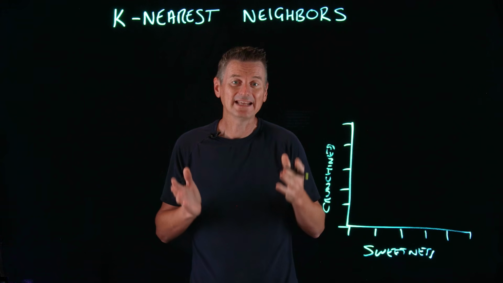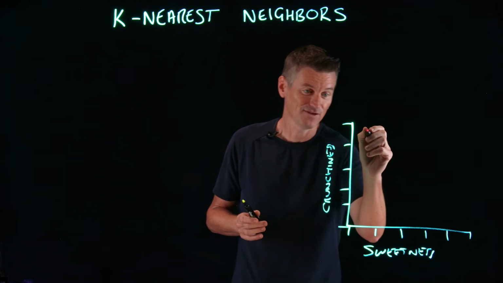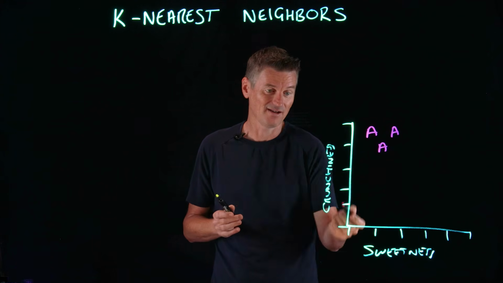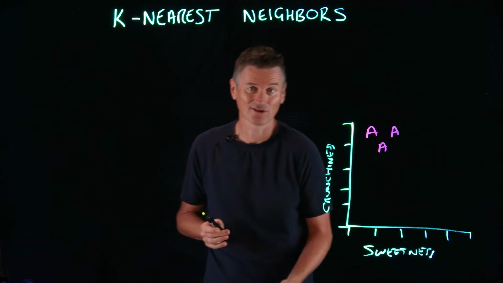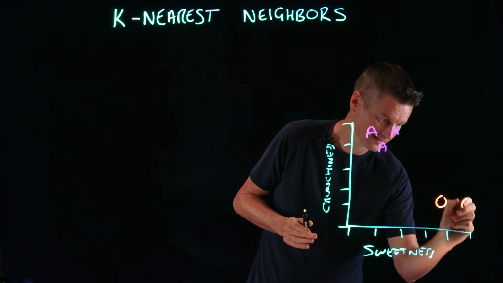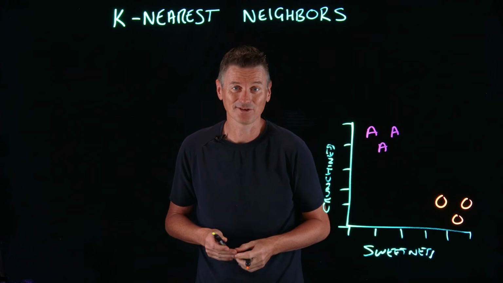Now, we've already labeled some data points. So we've got a few apples here. Apples are very crunchy and somewhat sweet. And then we have a few oranges down here. Oranges are very sweet, not so crunchy.